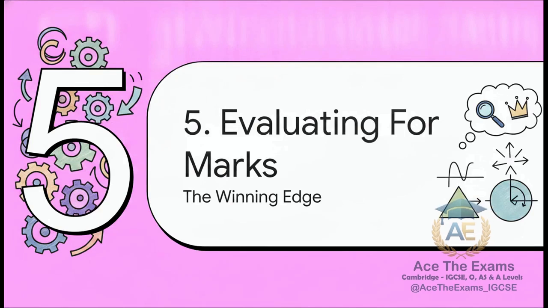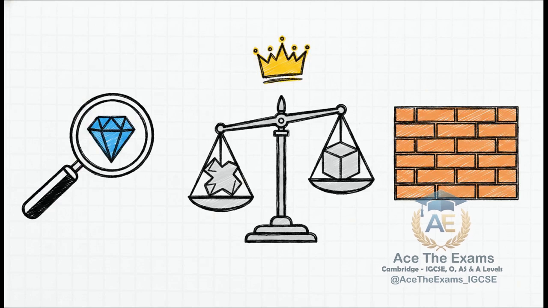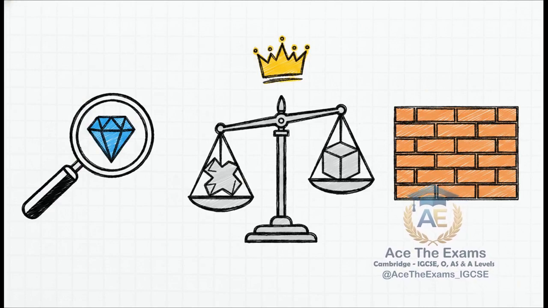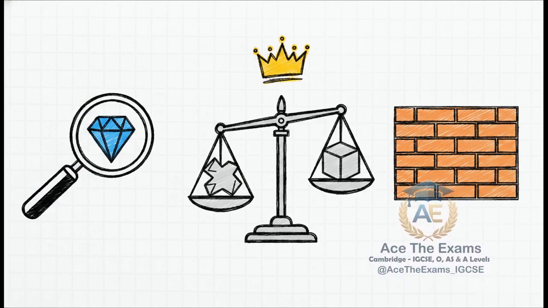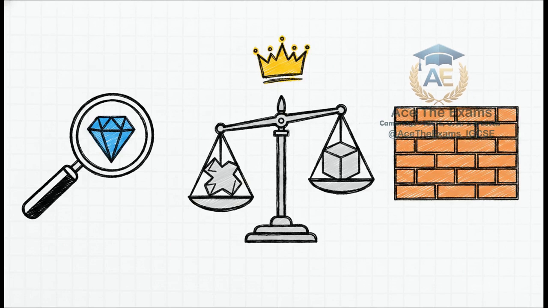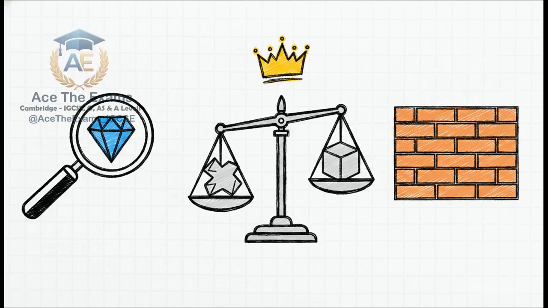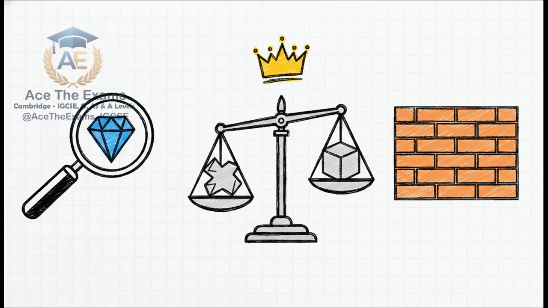Section 5. Evaluating for top marks. The winning edge. We are on the final approach vector now. Higher-order assessment objectives demand so much more than just basic descriptive skills. They demand rigorous, evaluative thinking. So the crucial point is understanding the traits of top-scoring candidates. They question assumptions. They consider different mathematical perspectives. They justify their decisions with solid algebraic evidence, and they identify alternative interpretations.